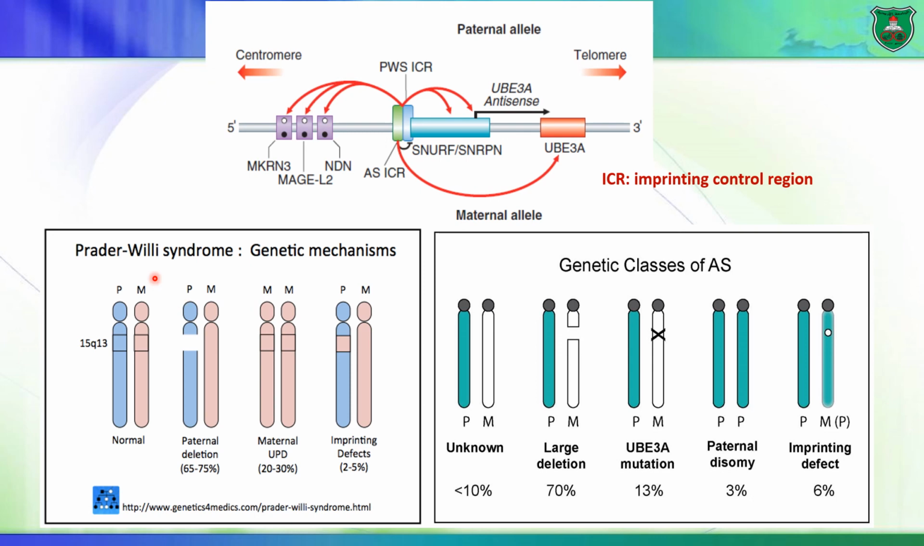Now, these two conditions are caused mainly by deletion of the region, either on the paternal chromosome or the maternal chromosome. Most of them are caused by deletion of that region on one chromosome or the other. Uniparental disomy can also be a cause, or you can have a mutation in that particular gene from the maternal side, or you can have imprinting defects on both chromosomes, but mainly it's deletion.